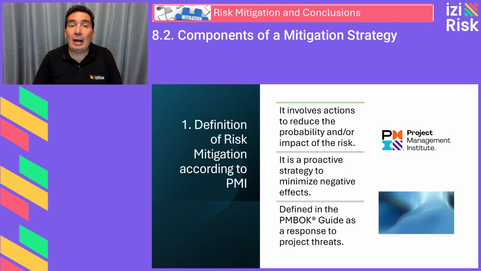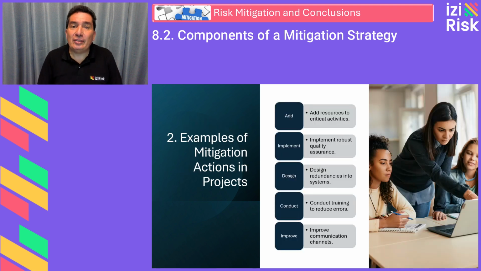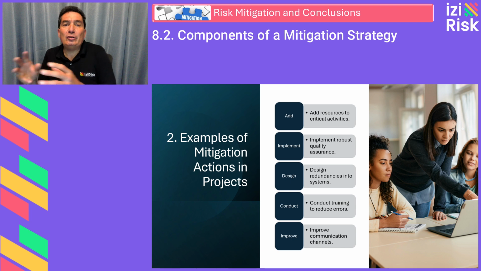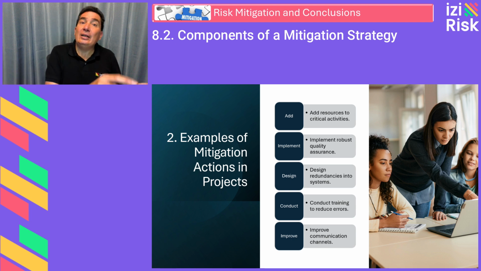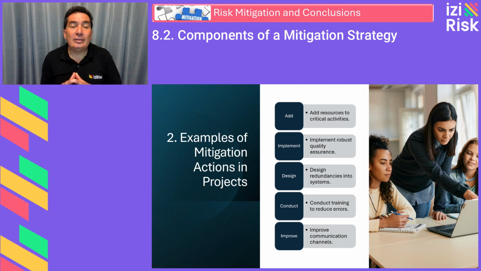Some examples of risk mitigation actions in projects: adding resources to critical path activities to reduce the chance of delays, implementing more robust quality assurance processes to reduce the likelihood of defects, designing system redundancies to minimize the impact of failure, conducting training to reduce human error, improving communication channels to prevent misunderstandings.